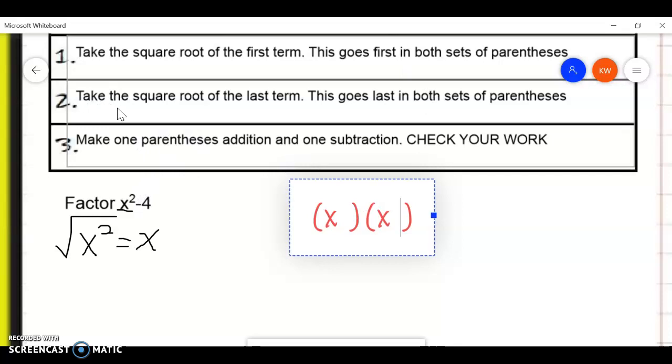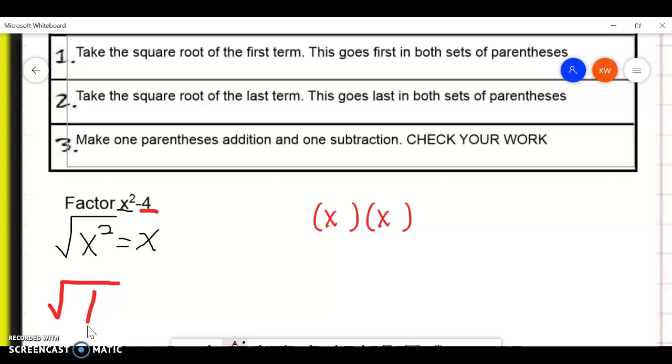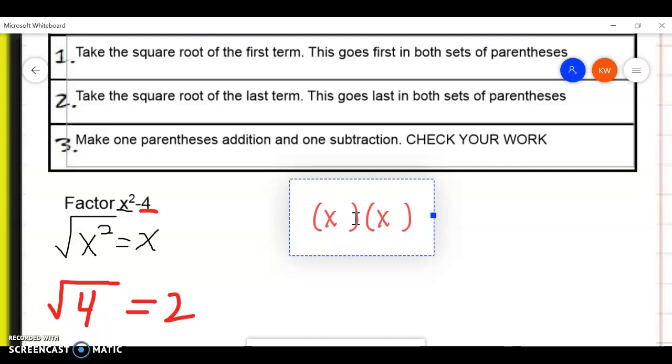Second step, take the square root of the last term, and you're going to pop that into both sets of the parentheses. So our last term here is that minus 4. So what I'm going to do, I'm going to take the square root of 4. Now, simple. Square root of 4 is 2. So now that we know this, we're going to pop that into both of these also, okay? So let's go back over. Let's type up the rest of our stuff. So inside of one parentheses, we have x and 2. In the other parentheses, x and 2.